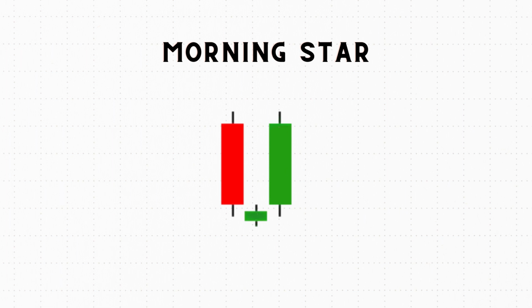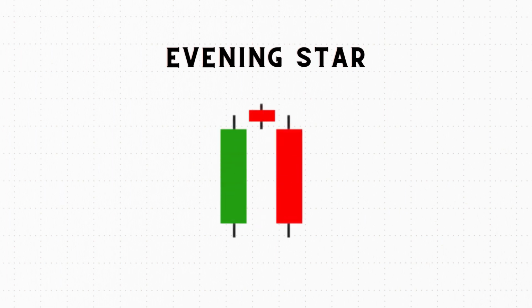Now let's see the evening star. The evening star is exactly the opposite of the morning star. An evening star is also formed by three candles. The first candle shows an up move, then a green candle followed by trend-reversing red candles. In the same way, if any trader sees an evening star, they will see that it is a bearish market and they will go short.